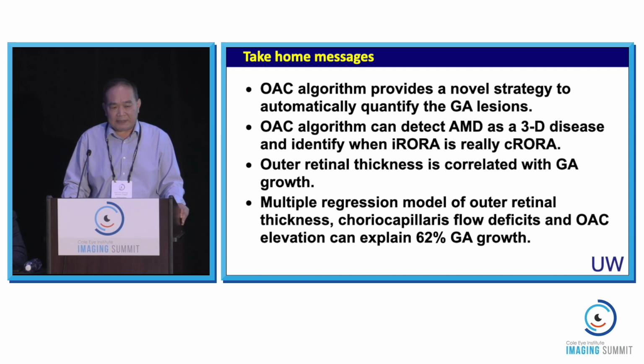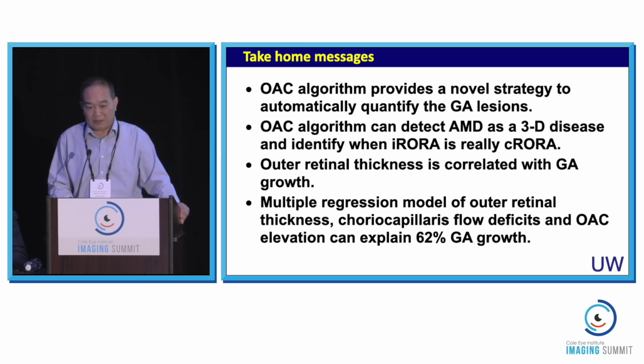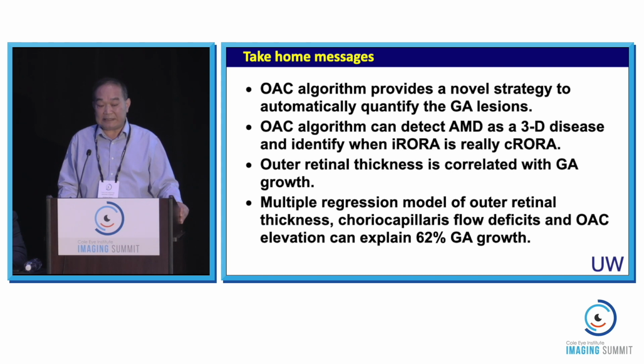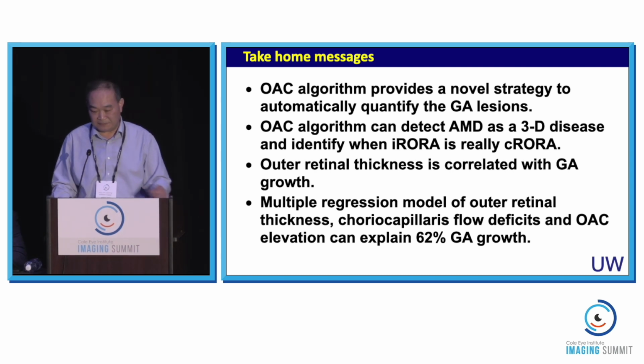So the take-home message is that the OAC algorithm provides you a novel strategy to automatically quantify the GA lesion. The OAC algorithm can detect AMD as a 3D disease and identify whether iRORA is really cRORA. And outer retinal thickness is correlated with the GA growth. And the regression model of these three variables, outer retinal thickness, CC flow deficit, and OAC elevation can explain about 62% of the GA growth. And with that, I thank you for your attention.